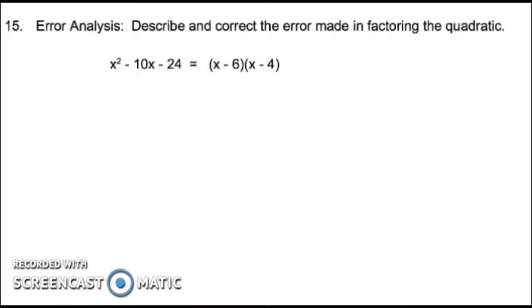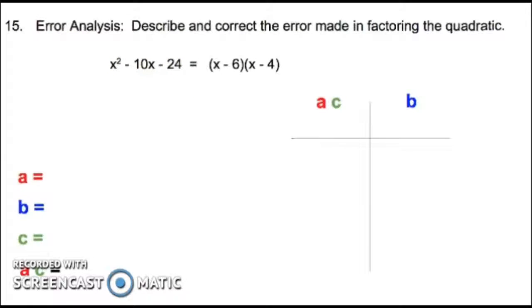Number 15, it is asking you to describe and correct the error made in factoring the quadratic. Alright, so first thing I notice, this is how I like to check this. I'm going to go through correcting it, but first thing I notice in how to check this is that I know the second two terms need to multiply up to the third term. Negative 6 times negative 4 gives you positive 24, and this is negative 24, so that automatically tells me this is wrong.